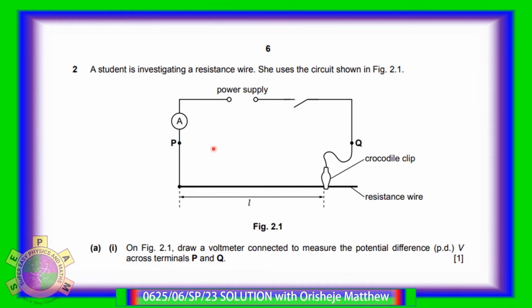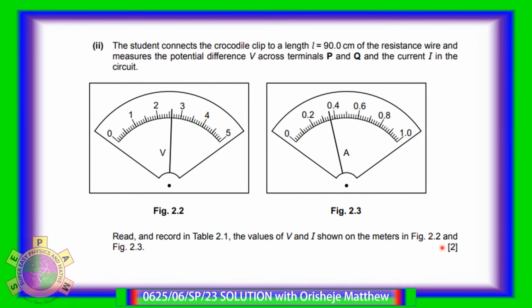So let's see, how do you connect a voltmeter between this place? You connect it in this way. You connect it in parallel to the wire. So you always connect a voltmeter in parallel to the component of the circuit that you want to measure the PD across. So you have one mark for drawing that.